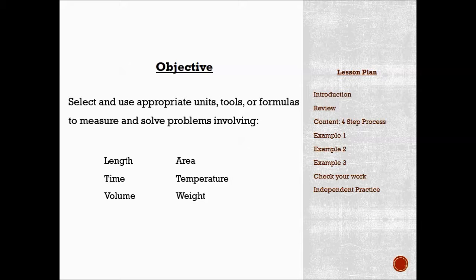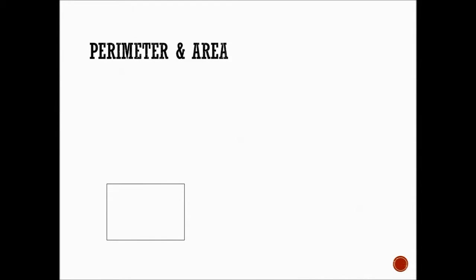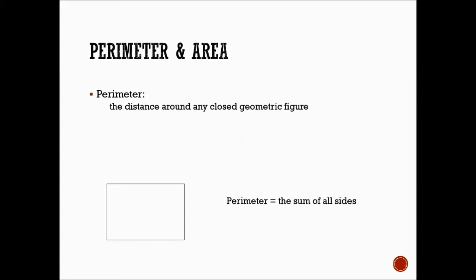Before we jump into some examples, let's be sure we all remember some basic terms that we've either learned this year or learned before, so what we can really focus on is the problem solving and not the formulas we're using. The first one we're going to look at is perimeter. Perimeter is defined as the distance around any closed geometric figure. The formula is just the sum of all sides. So for a rectangle like this, you would add side 1, 2, 3, and 4. All 4 sides together give you the perimeter.